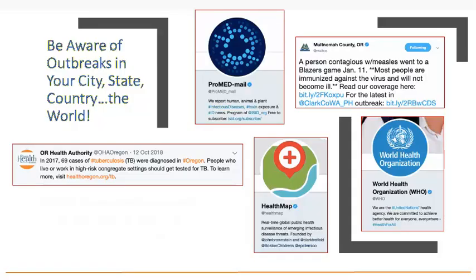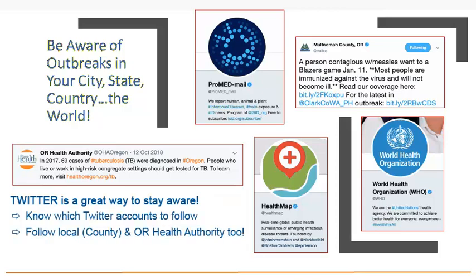You might be wondering how to stay aware and updated about outbreaks going on. It is important to be aware of outbreaks in your city, your state, the country, even the world. Twitter is a great way to stay aware. Many organizations have Twitter accounts that you can follow and know in real time what outbreaks are occurring. Some suggested Twitter accounts include ProMed, Multnomah County, the World Health Organization, HealthMap, and the Oregon Health Authority.